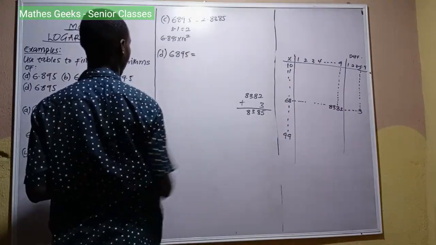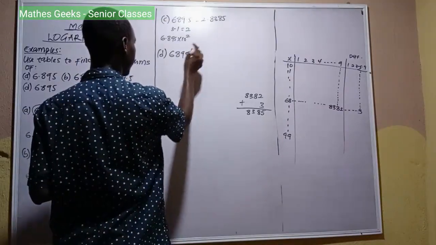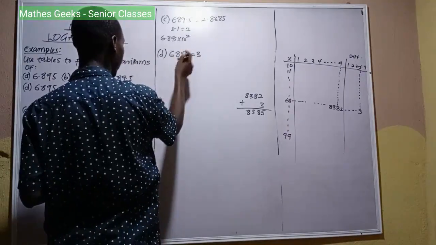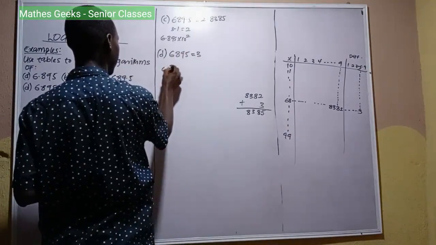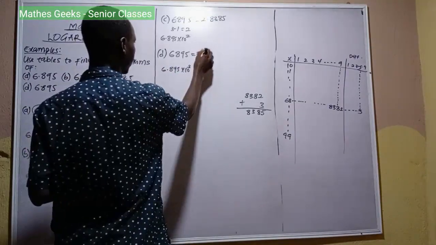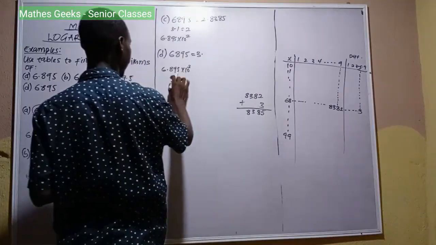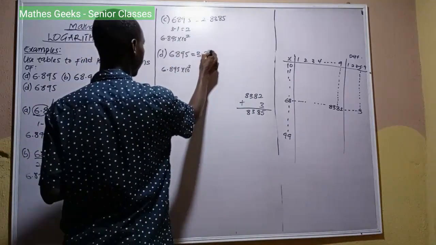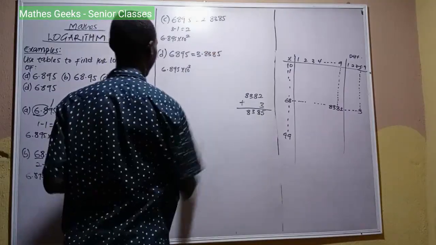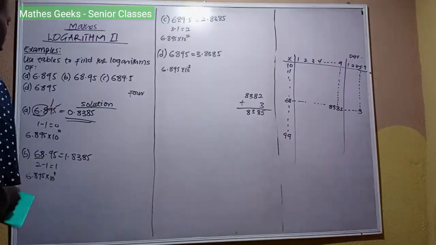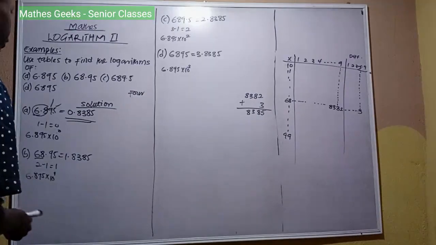D, 6895. Our characteristic is 3 because there are 4 digits here. So 4 minus 1 is 3. Or you can start by expressing it in standard form, which is 6.895 times 10 raised to the power 3. So 3 point. Then the mantissa part, 68 under 9 difference 5. That would be 8385.